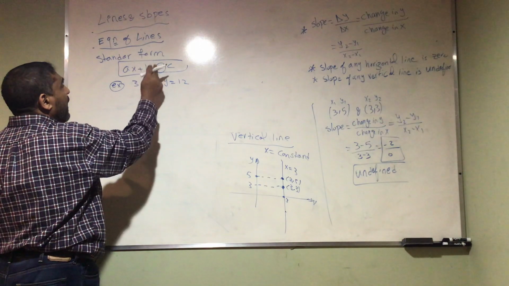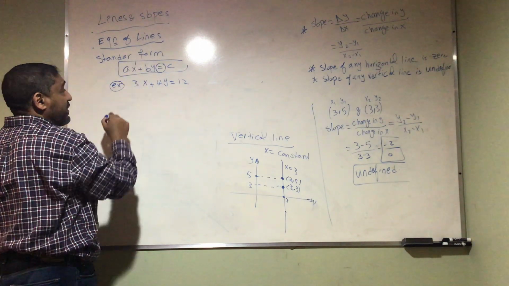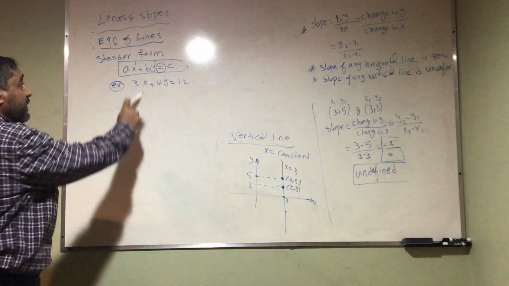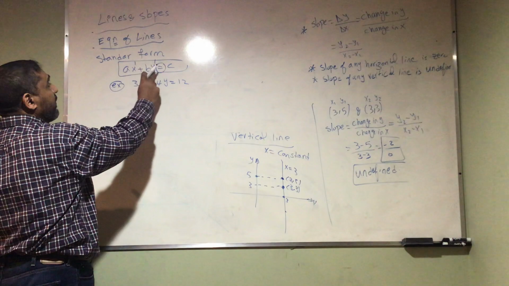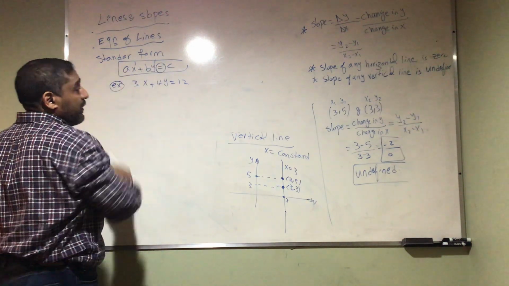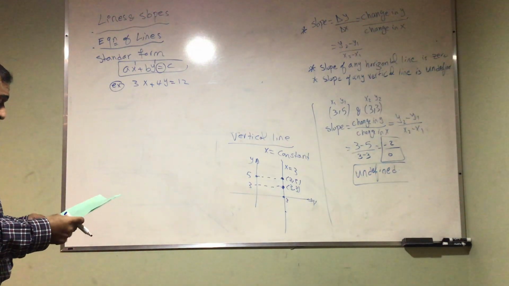How many variables do you have here, guys? 2, x and y. The highest power for x is 1. The highest power for y is also 1. That is the reason we call it a linear equation. It's a linear equation, but it also represents the equation of the line.